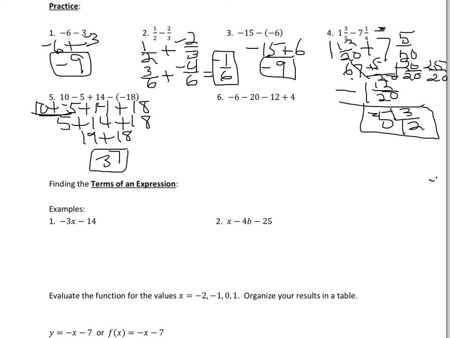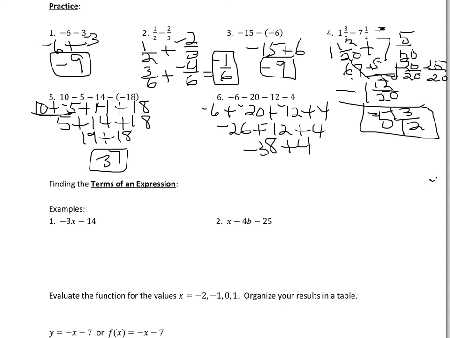Here again, I like to change all my subtraction to addition. This negative 6 is going to stay the same. This will be plus a negative 20, plus a negative 12, plus 4. Now, here I'd have negative 26 plus a negative 12 plus 4. And then I have negative 38. Those negatives were pretty easy to add. And then negative 38 plus 4, signs are different. You subtract to get negative 34. So hopefully you guys did okay with those.